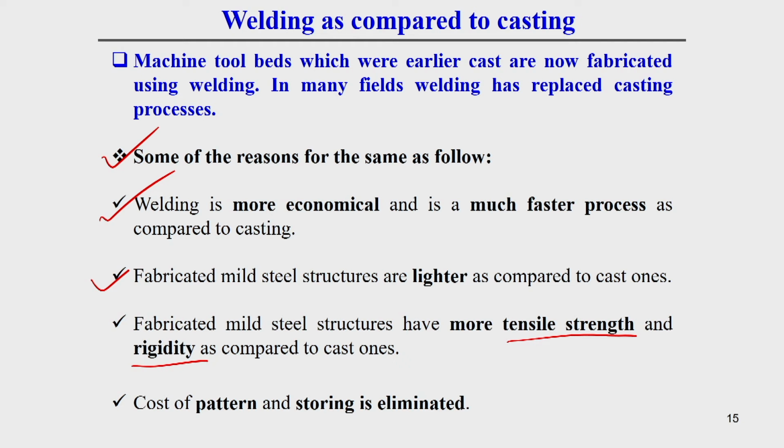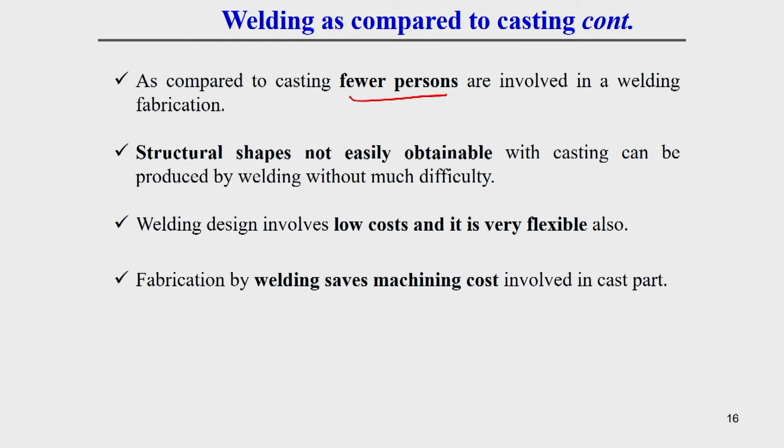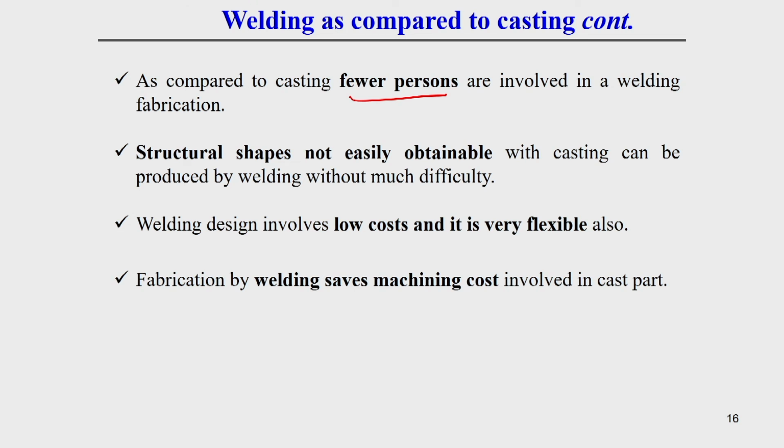The cost of pattern and storing, which is a very essential part of casting, can be eliminated in the case of the welding process. In casting, more labor or more persons are required, but in welding, fewer persons are required to do the fabrication. A structural shape which is not easily obtainable with the casting process can be produced by welding without much difficulty. Welding design involves low cost and it is also very flexible.